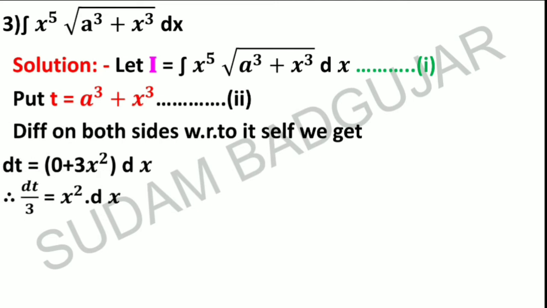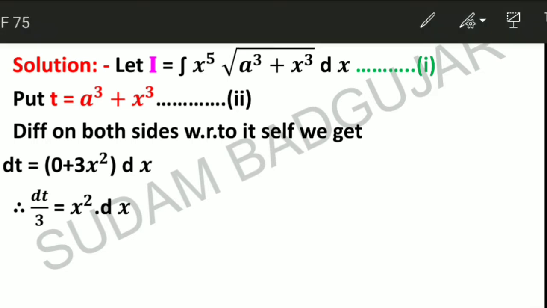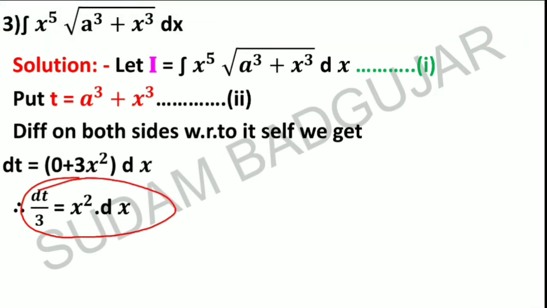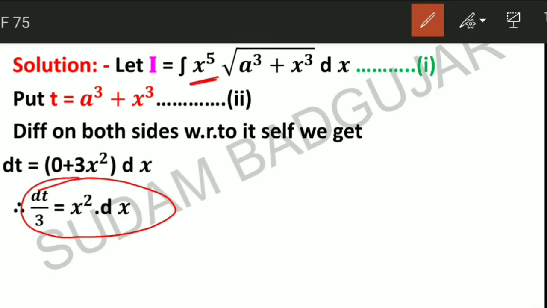What is dx here? dx is equal to dt upon 3x square, or you can say x square dx is nothing but dt upon 3, because here we have to split x raised to 5 in terms of x cube into x square.